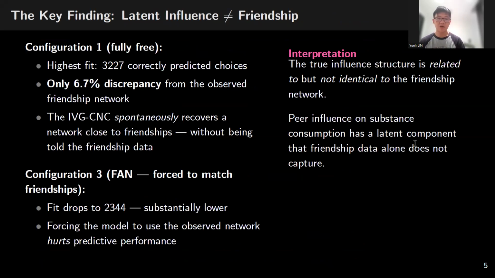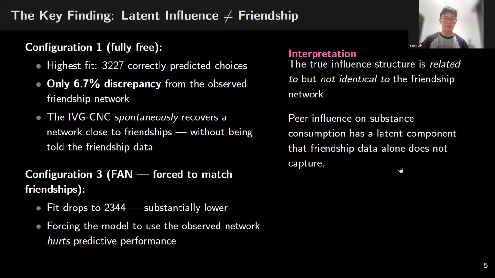The key finding from configuration 1 of the inverse voting game achieving a higher fit is only a 6.7% discrepancy from the observed friendship network, or in other words, almost 93% correct predictiveness. This recovered attractive network is only 6.7% away from the observed friendship network, even though the model was never given any friendship data. It discovered a network close to the friendship purely from the consumption histories.